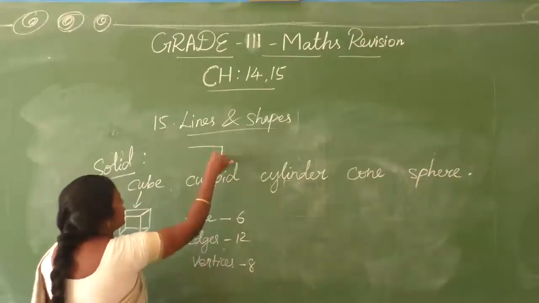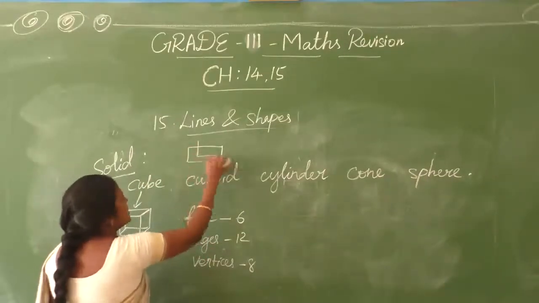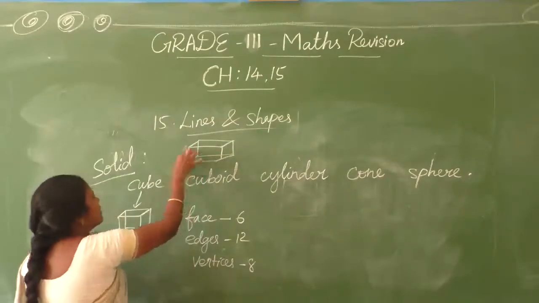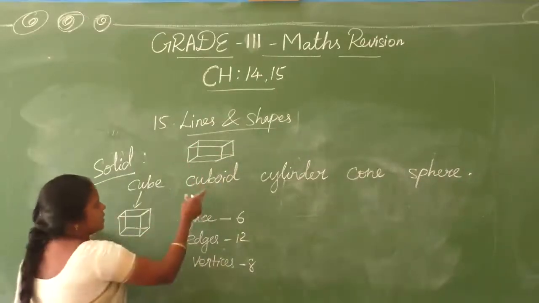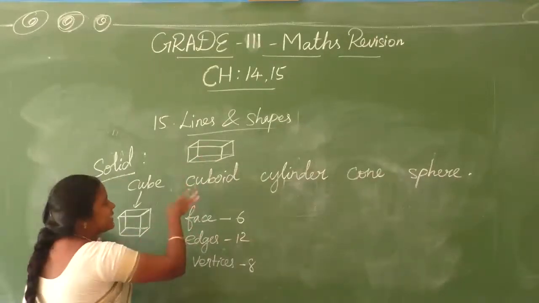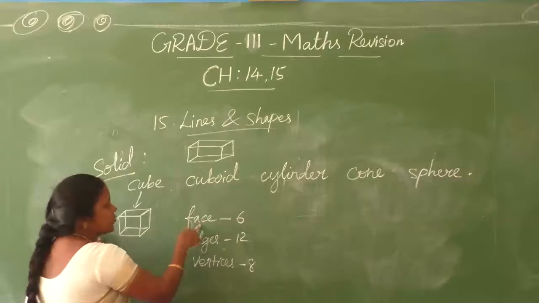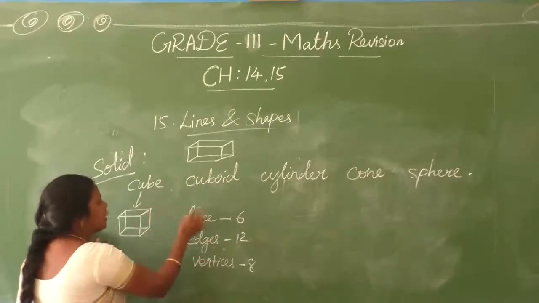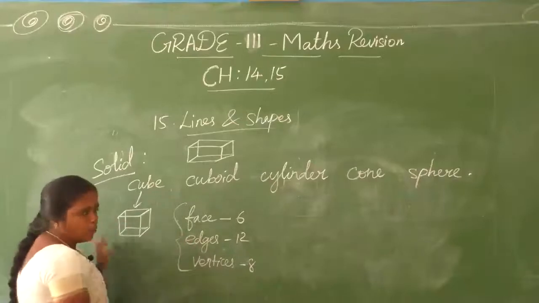Cuboid also: each face looks like a rectangle. For example, a duster. Each face looks like a rectangle. There are 6 faces, 12 edges, 8 vertices. For a cuboid, these are the same only.